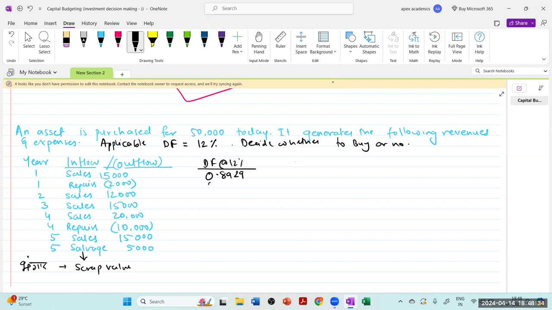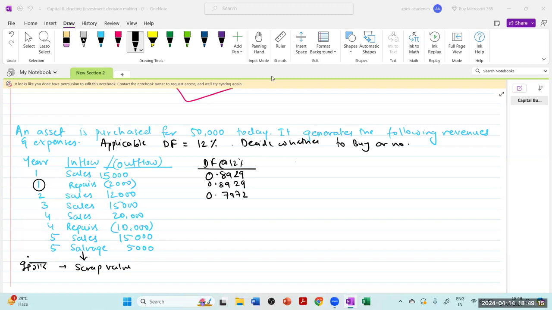What is the discount factor for the second year, please? Notice this is year 1 only, so the discount factor will be the same. What is the second year discount factor? CMA students, come on. You have to do 1 divided by 1.12. Press equal to for the first time, the first year will come. Press equal to again, you will get the second year. What is your answer? 0.7972. Yes or no? What is the discount factor for the second year? 0.7972. Yes or no? Come on, responses.